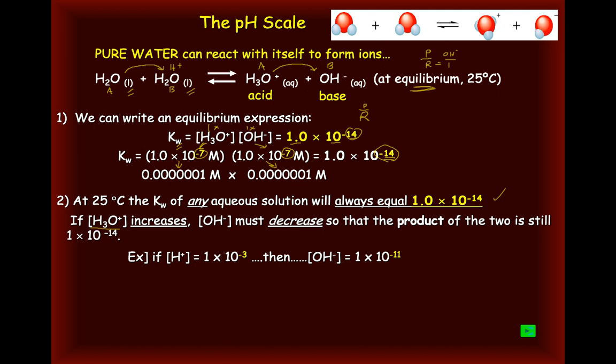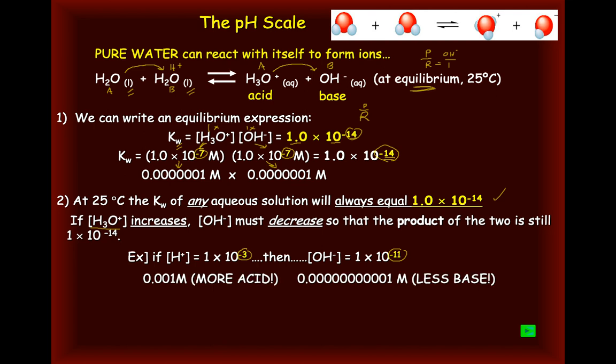Well, then the equilibrium would be such that the base would have to be 1 times 10 to the minus 11, because if you take 1 times 10 to the minus 3 and multiply it by 1 times 10 to the minus 11th, you would end up getting this minus 14 thing. So that's going to be an important part of this.